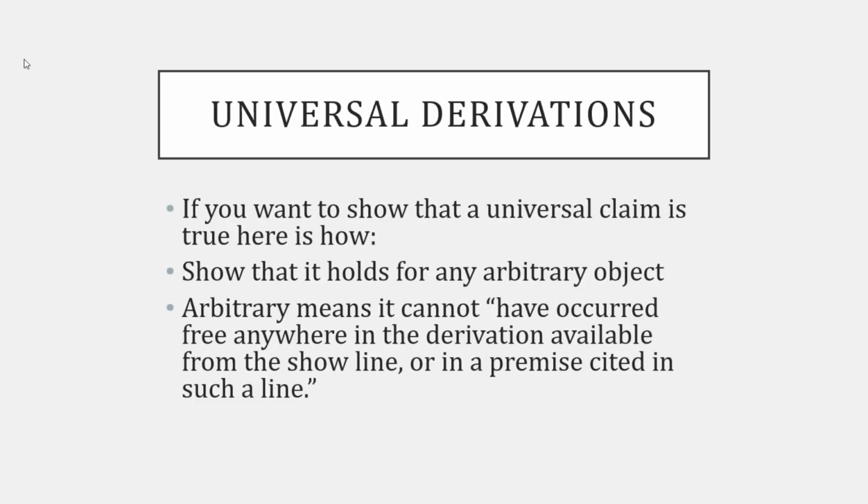So here's the method in general. Here's the intuitive version of the method for showing that a universal statement is true. You show that it holds for any arbitrary object. We talked about arbitrariness last time. In this case, arbitrary means it cannot have occurred free anywhere in the derivation available from the show line, or in a premise cited in such a line. So that's our definition of arbitrariness here.